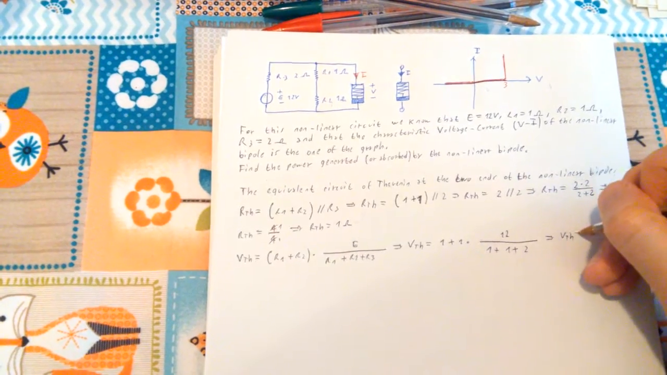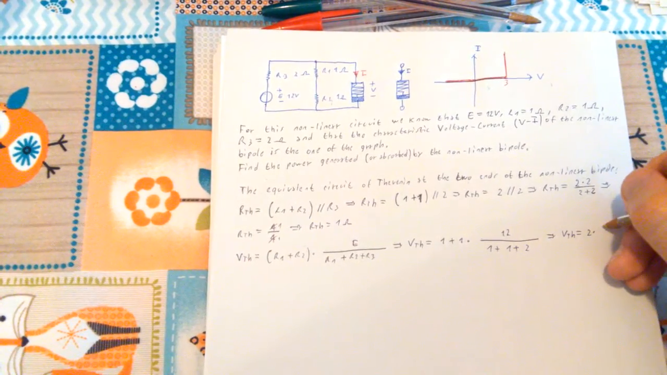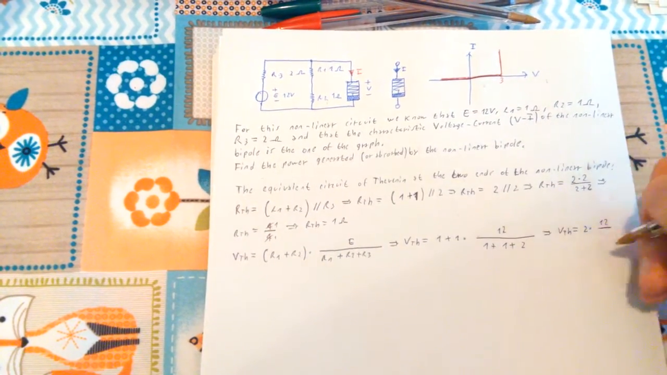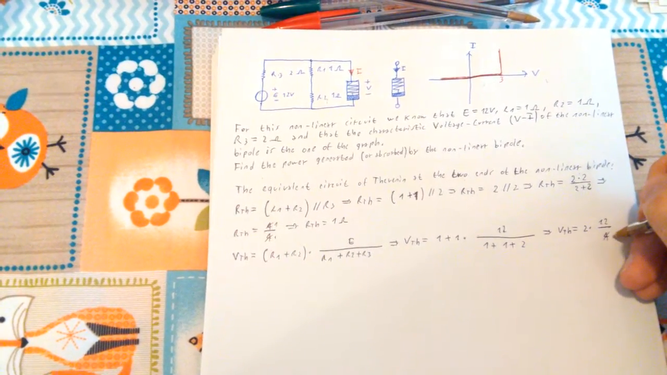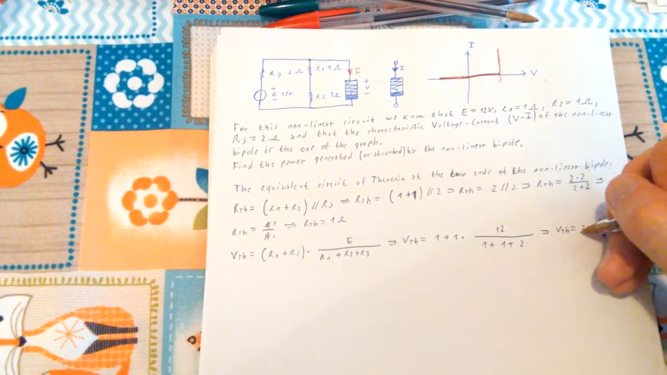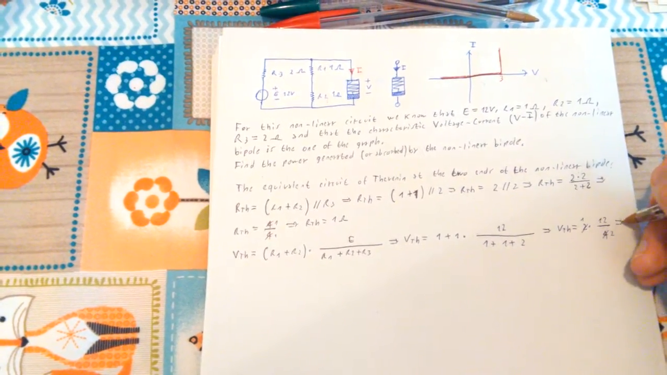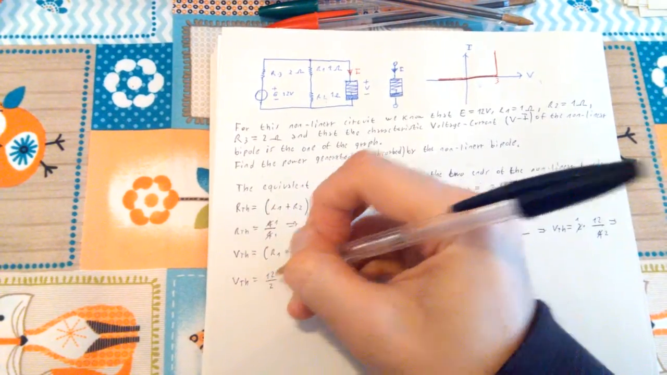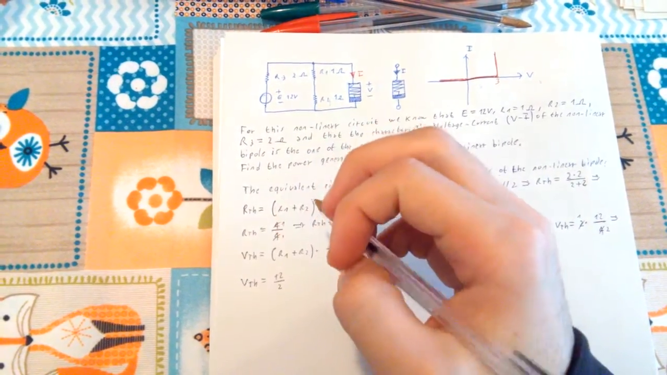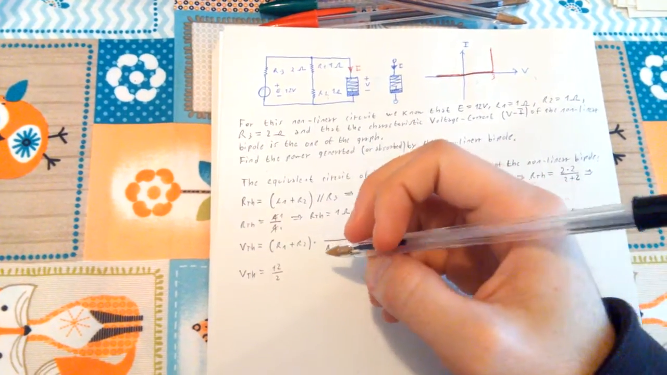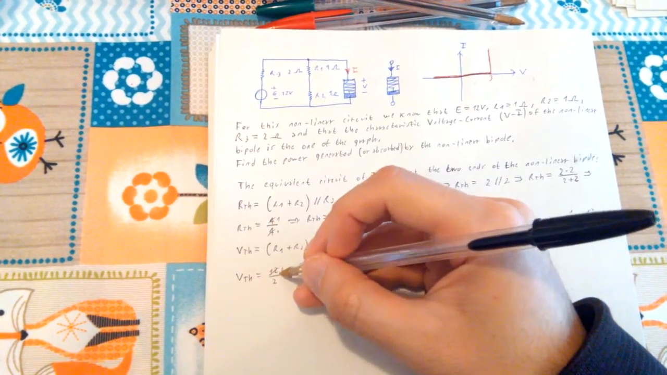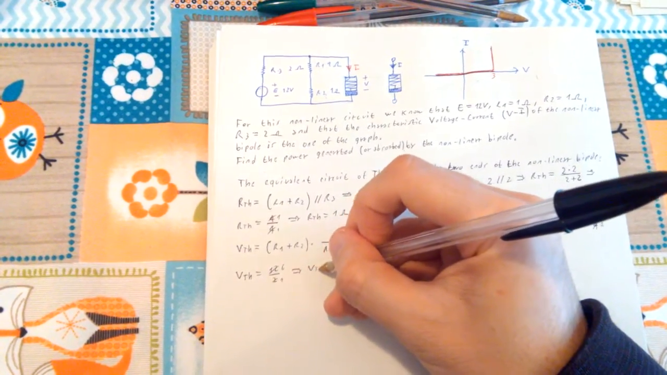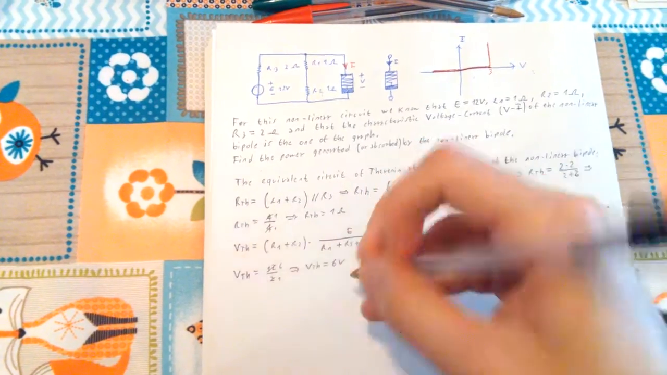So VTH is actually 1 plus 1 is 2, times 12, over 1 plus 1 is 2, 2 plus 2 is 4. So I can get rid of those. This becomes a 2, this becomes a 1. So I basically have that VTH is 12 over 2, which of course can be simplified as 6 over 1. So VTH is 6 volts.